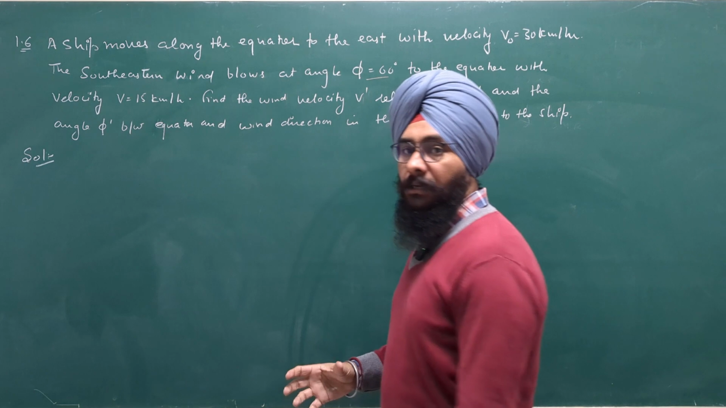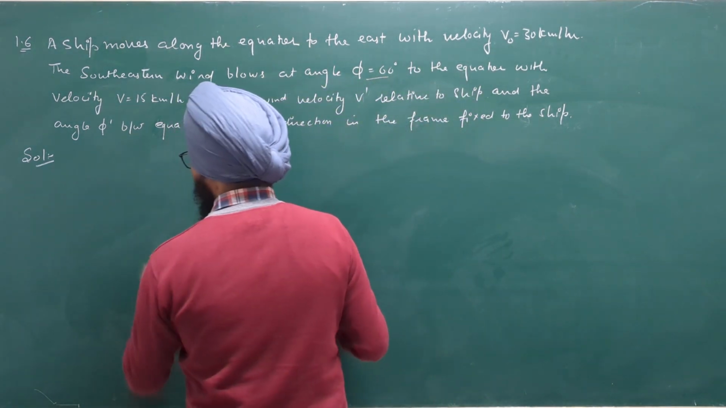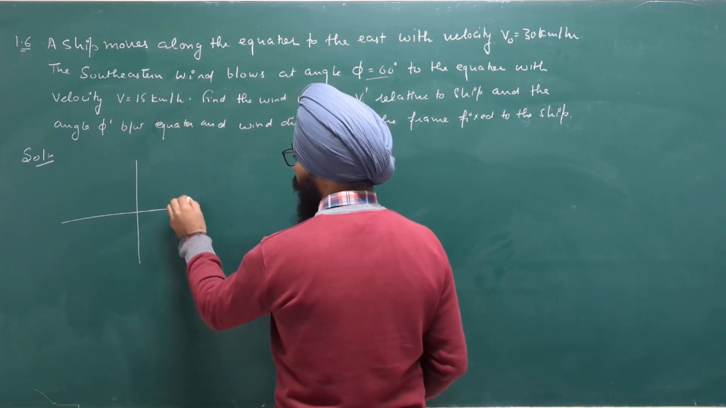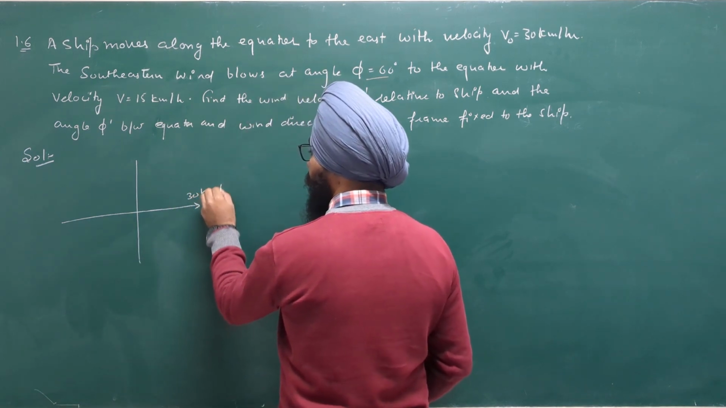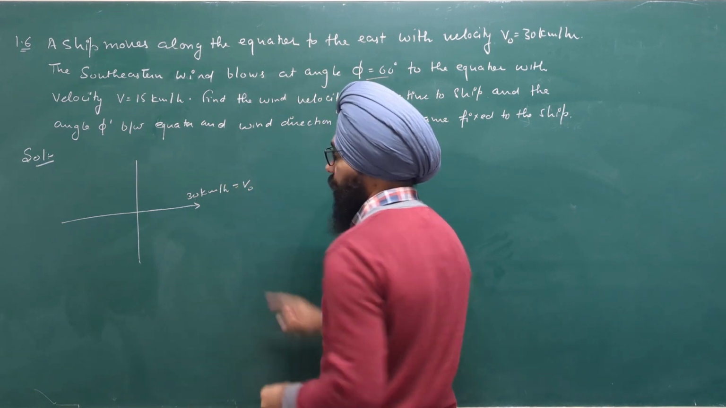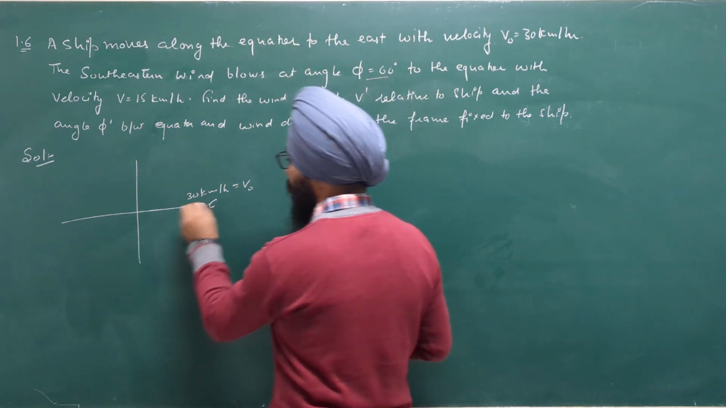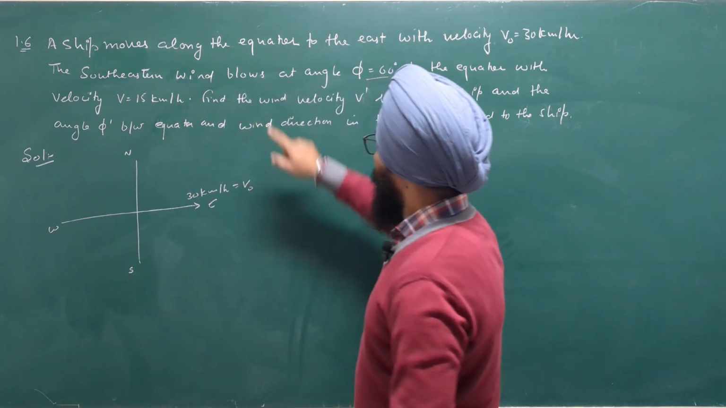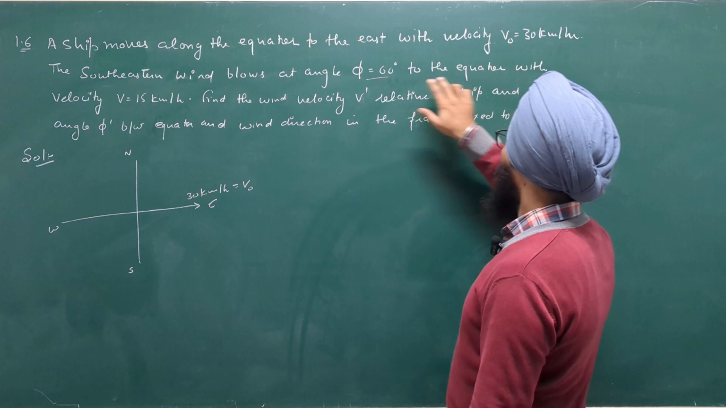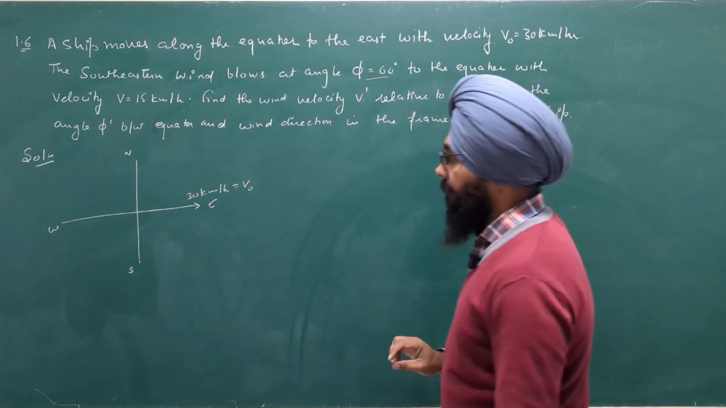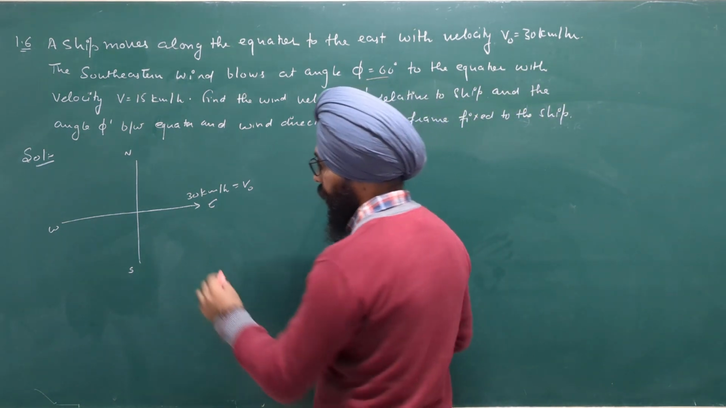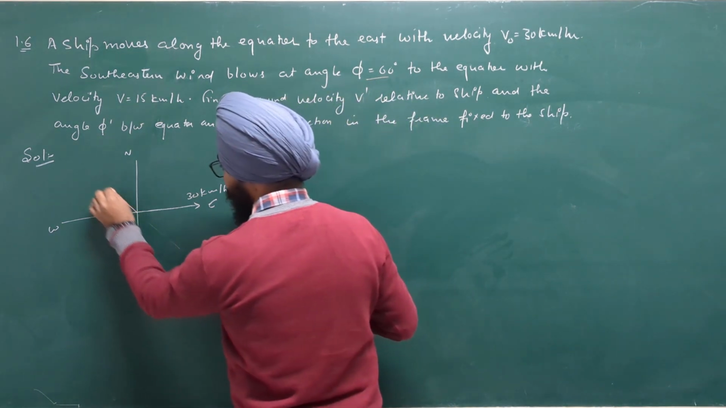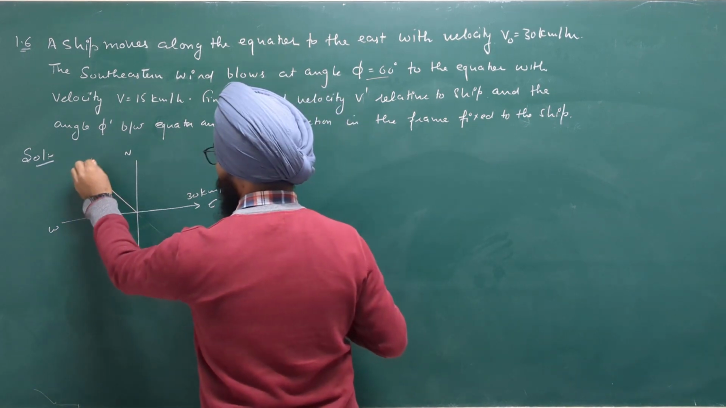The question is easy, but there is a small trick. Let's formulate the problem. Suppose we have a ship moving with 30 km per hour. This is V naught, the velocity of ship towards east. East, west, north, south, and then they said wind blows at an angle 60° to the equator with velocity 15. So the trick is we draw this velocity like this, but the actual direction of velocity is like this. This is 15 km per hour.